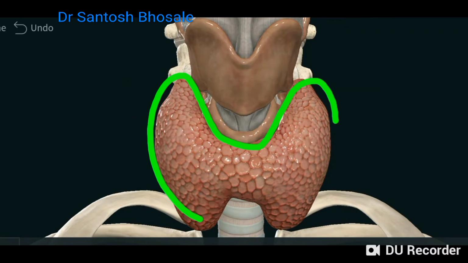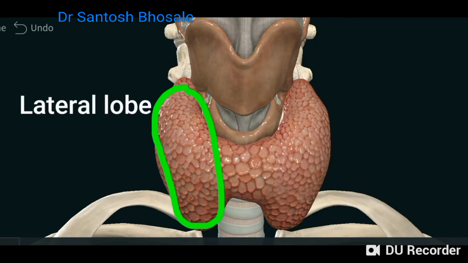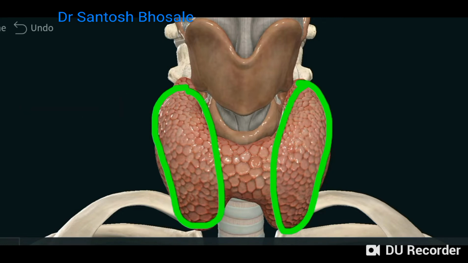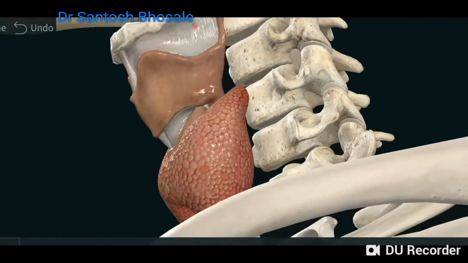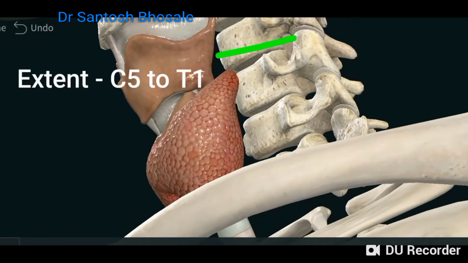And coming to the presenting parts, it has two vertically located lobes called lateral lobes, and a horizontal bridge connecting them, called the isthmus. So this is the right lateral lobe and the left lateral lobe, held by a horizontal piece of tissue, that is the isthmus. Each lateral lobe is conical and flanks either side of the cricoid and trachea. You can see there, that is the extent of the thyroid gland.